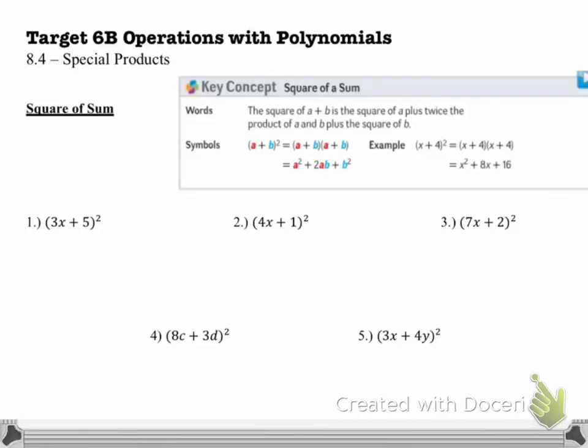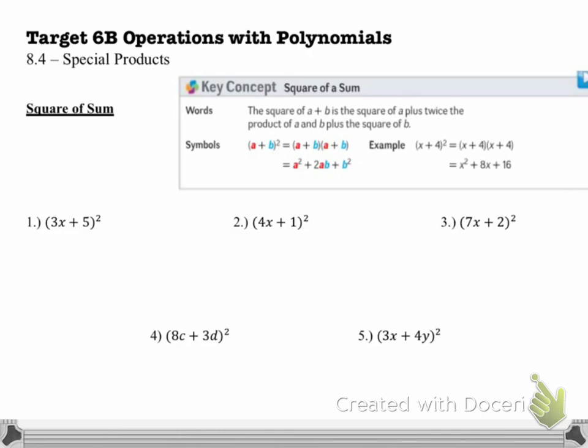So in 8.4, we're going to look at special products, which just means there's a shortcut to multiplying certain binomials. In this case, we're going to look at the square of a sum, which is a binomial with addition in it that we square. Then we'll look at the square of a difference, which is the squaring of a binomial with subtraction. And then we'll look at the difference of the two, so one that's difference and one that's adding. That will be the second video.